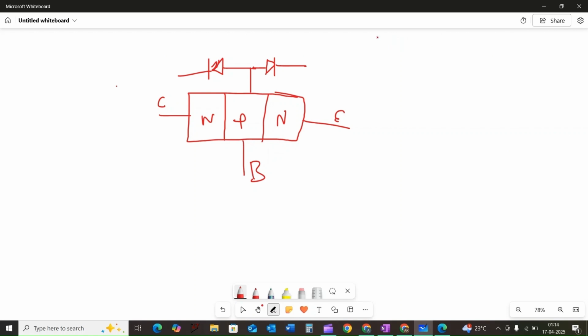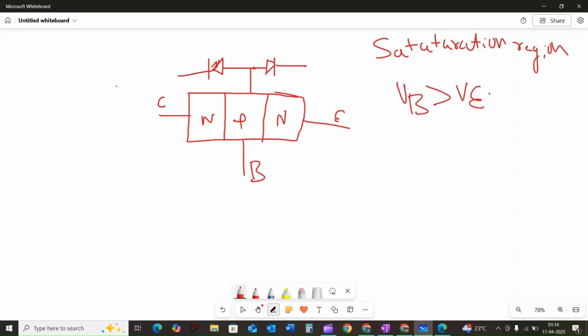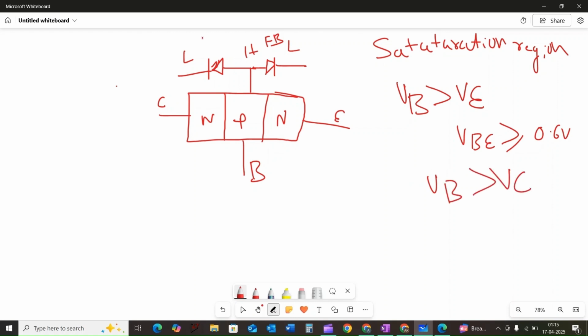This region is used for amplification purpose. And the third region is saturation region. In this case, the base potential is still greater than emitter potential, which is VBE is greater than or equal to 0.6 volt, and this is higher and this is lower, the forward bias condition. But now the base potential is also higher than collector potential, which means VB is greater than VC, making the collector to base junction forward bias as well.